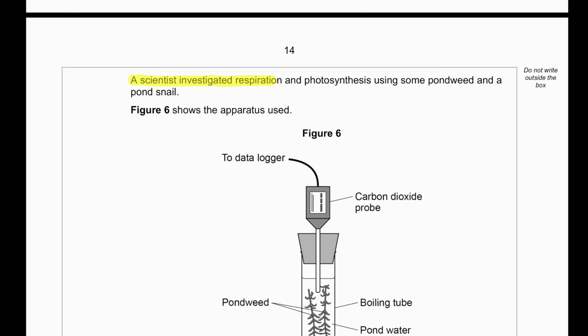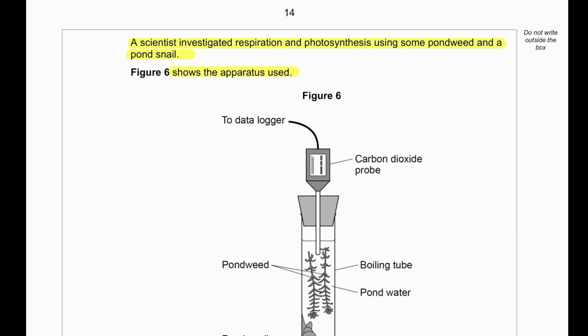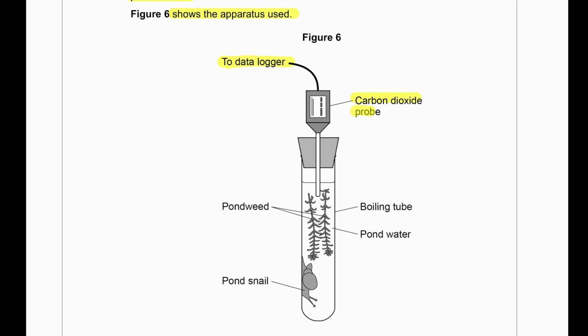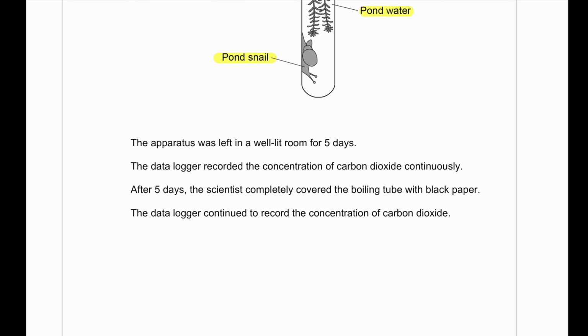A scientist investigated respiration and photosynthesis using some pondweed and a pond snail. Figure 6 shows the apparatus that is used. We can see a data logger, a carbon dioxide probe, pondweed, and a boiling tube containing pond water with a pond snail in it. The apparatus was left in a well-lit room for 5 days. The data logger recorded the concentration of carbon dioxide continuously.